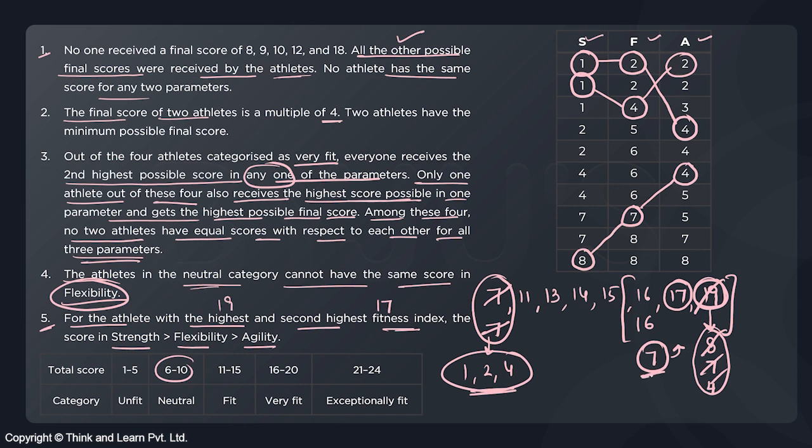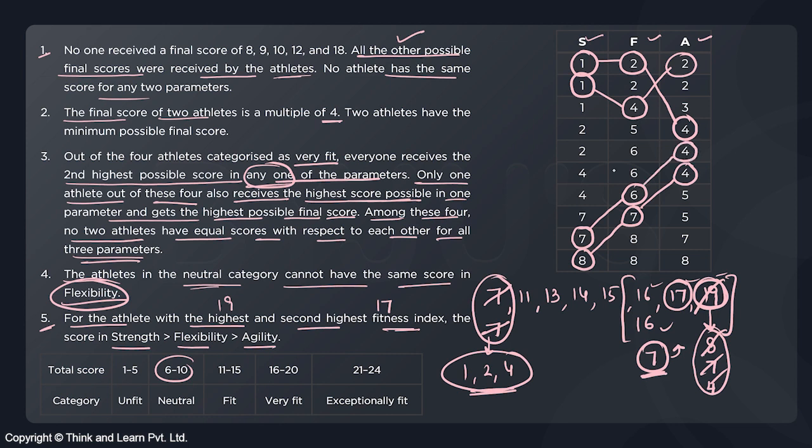And we already know that this person would be having at least one 7, rather exactly one 7 in any one of the parameters, because we only have 7 four times, and each one of them should be having a 7. And the scores should be in decreasing order from strength to flexibility to agility. So the only possibility is that he gets a 7 here. Apart from that, he needs a score of 10 more. So 10 more is possible by having a 6 here and a 4 here.